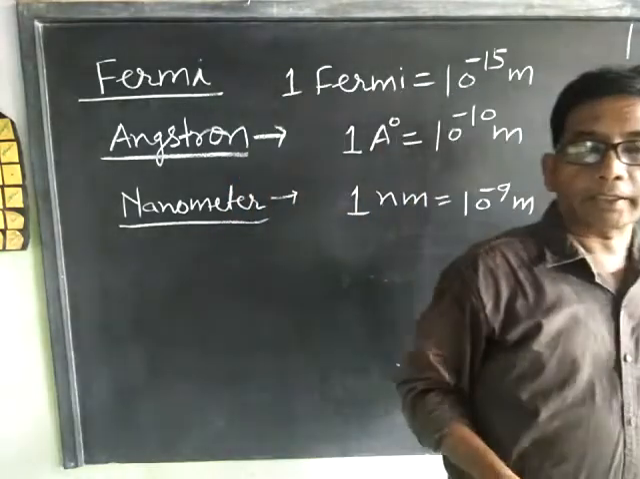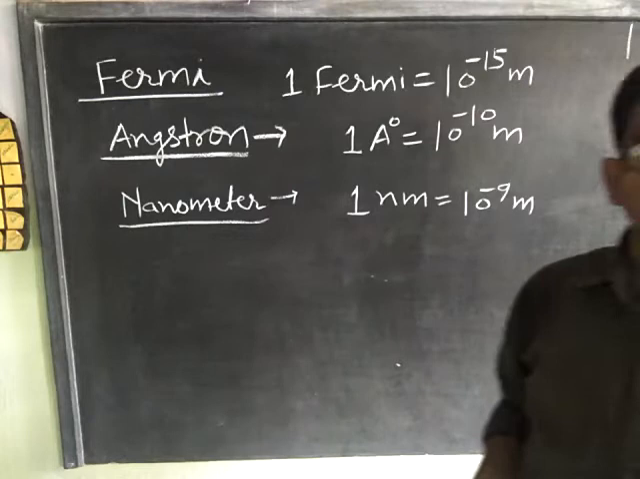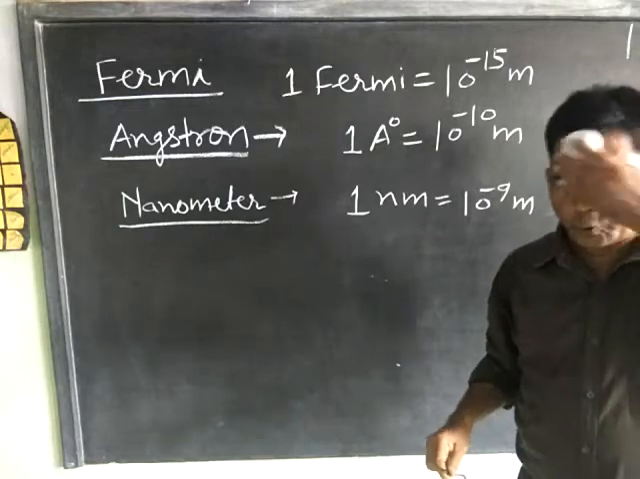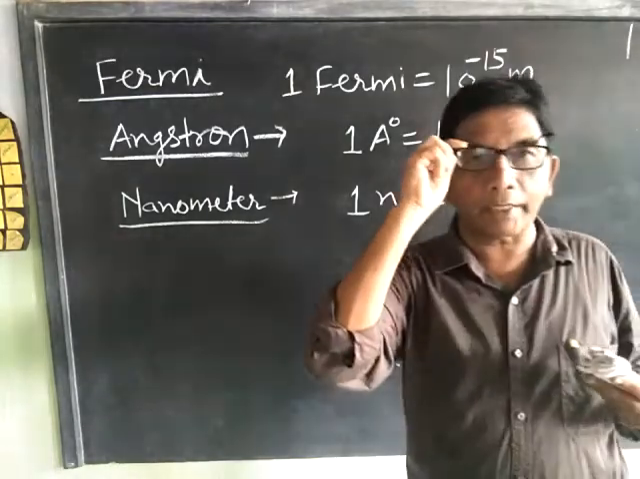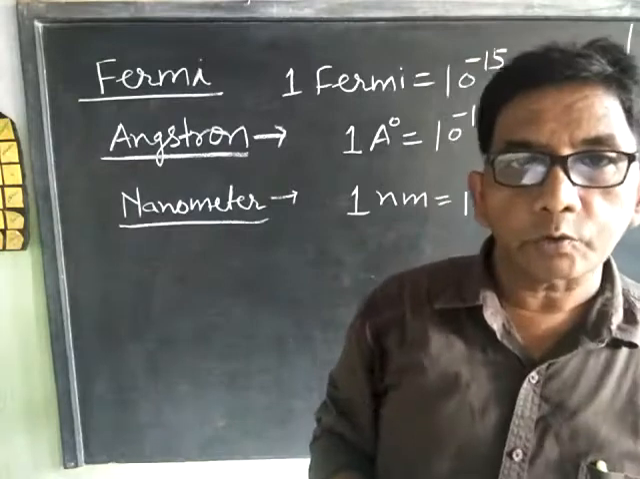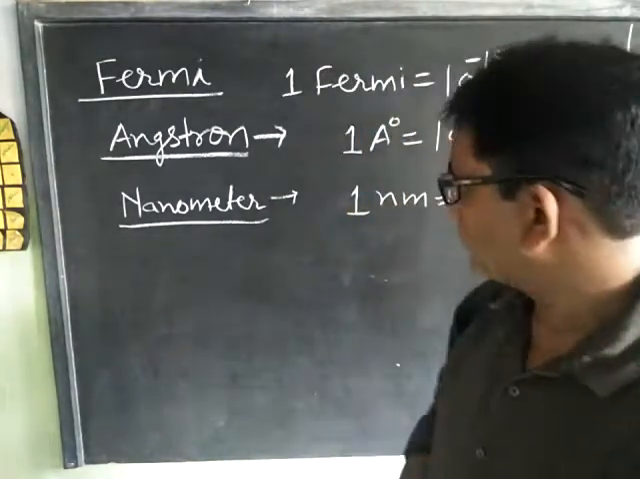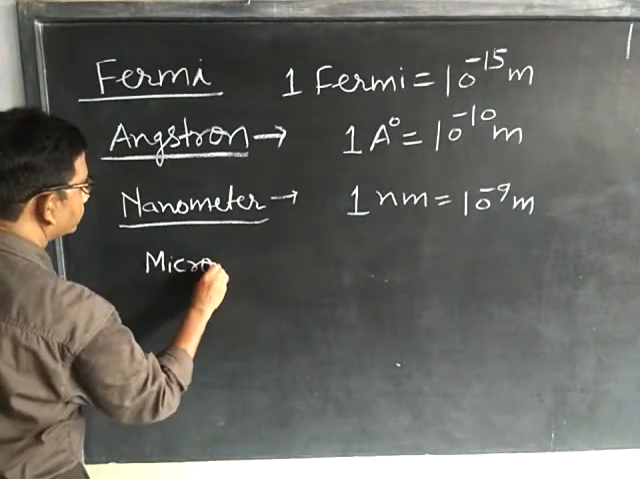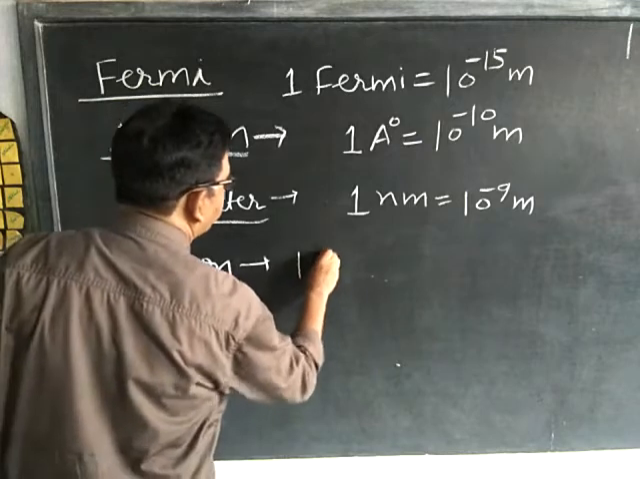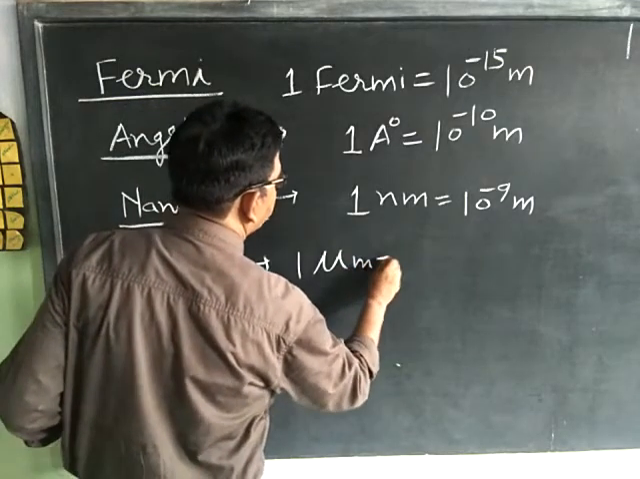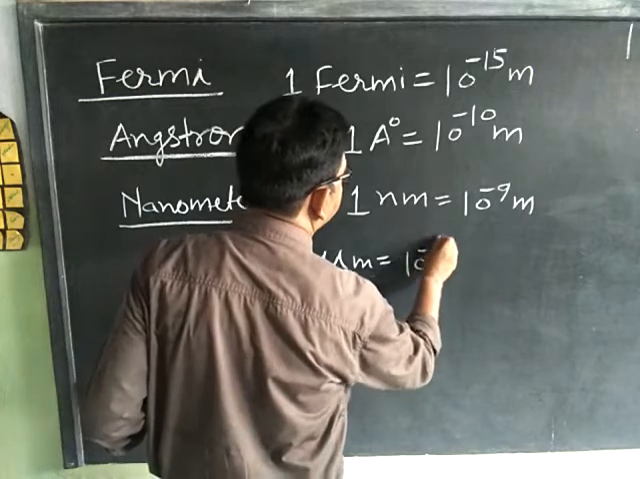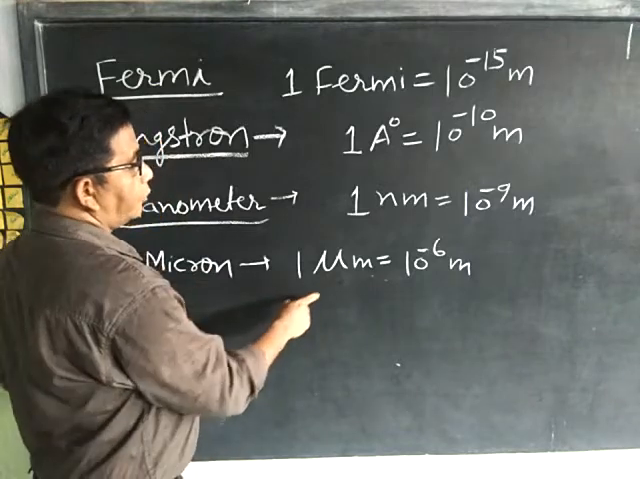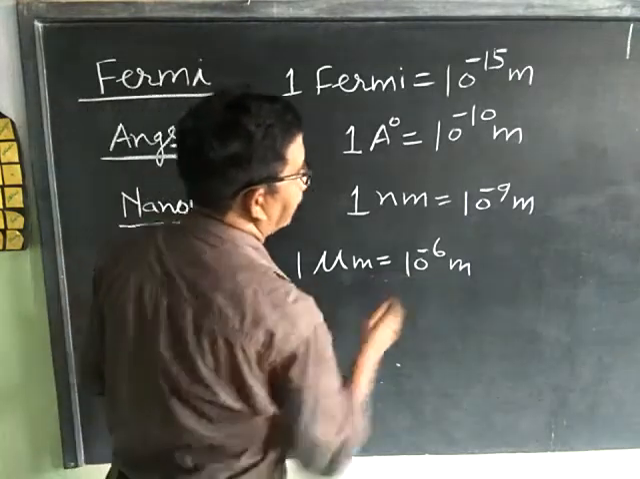Now micron. What is micron? It is used to measure distance. 1 micrometer is equal to 10 power minus 6 meter. This is the symbol for micron.